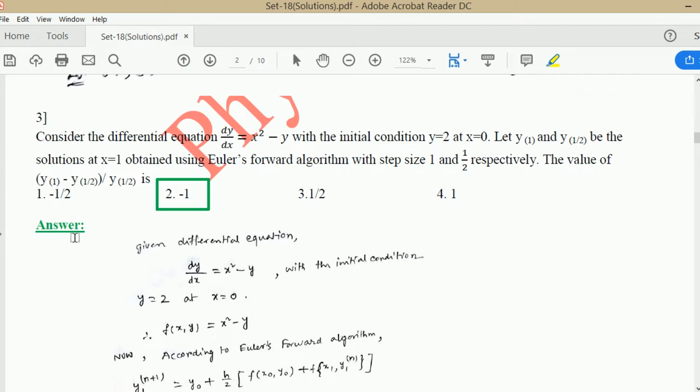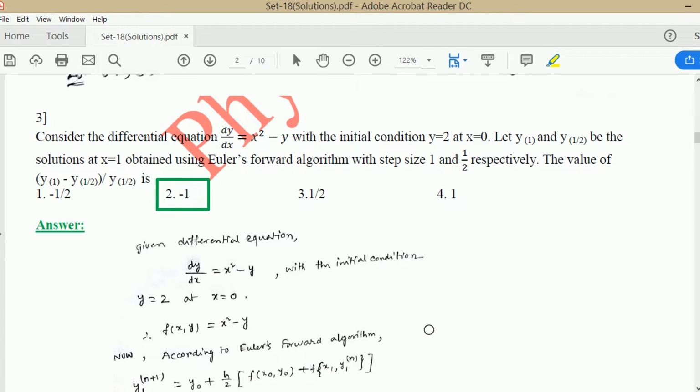Now coming to question number 3. Consider the differential equation dy/dx equals x square minus y with the initial condition y equals 2 at x equals 0. Let y1 and y half be the solutions at x equal to 1 obtained using Euler's forward algorithm with step size 1 and half respectively. The value of (y1 minus y half) by y half is.